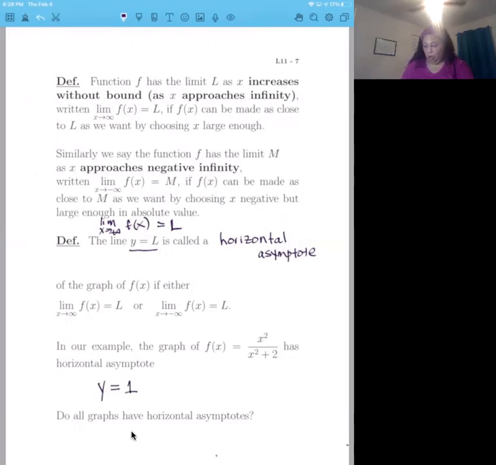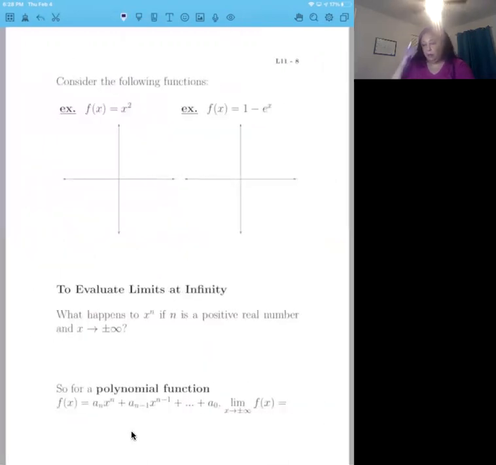So the question is, do all graphs have horizontal asymptotes? Of course not. Polynomials definitely do not have asymptotes. Lines are polynomials as well, and there are lots of functions that don't have asymptotes. All right, so let's take a look at a couple of these functions. The first one is x squared. What does that look like? Well, we know that's a parabola with vertex 0, 0.